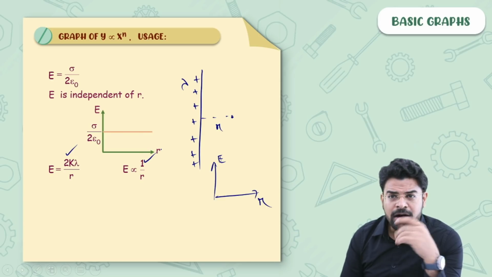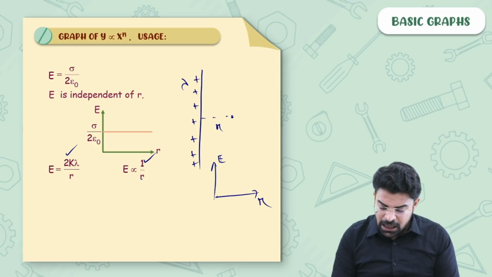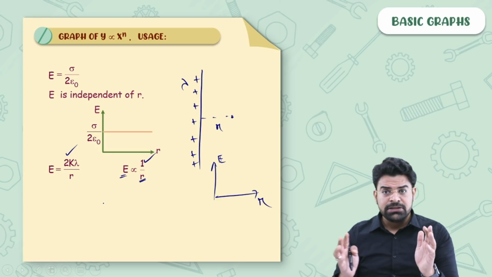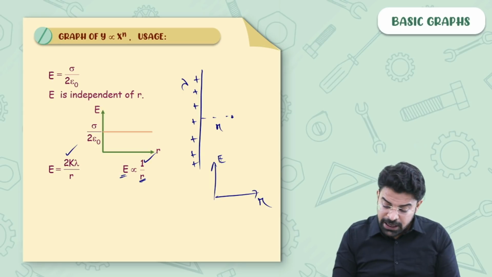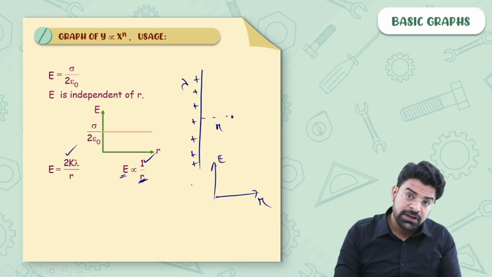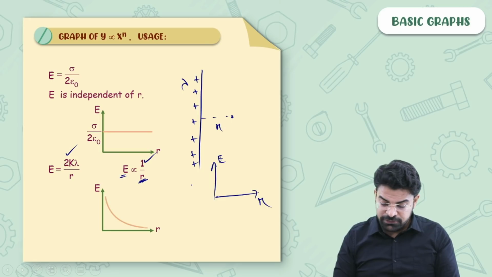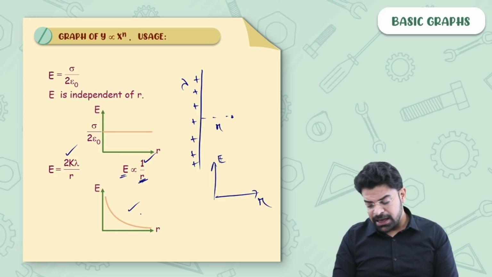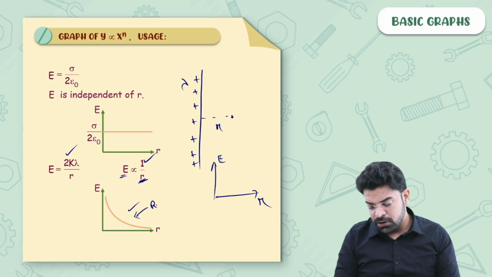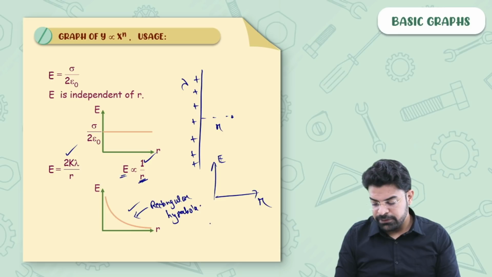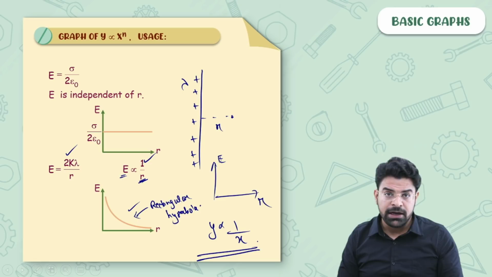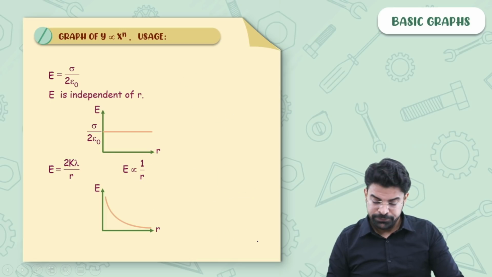So how will the graph look like? As R becomes infinity, electric field strength tends to 0. As R increases, electric field strength decreases. As R tends to 0, electric field strength tends to infinite. So the graph is like this. Actually, this particular graph is called rectangular hyperbola. When a quantity y is inversely proportional to quantity x, the type of graph we get is called rectangular hyperbola.